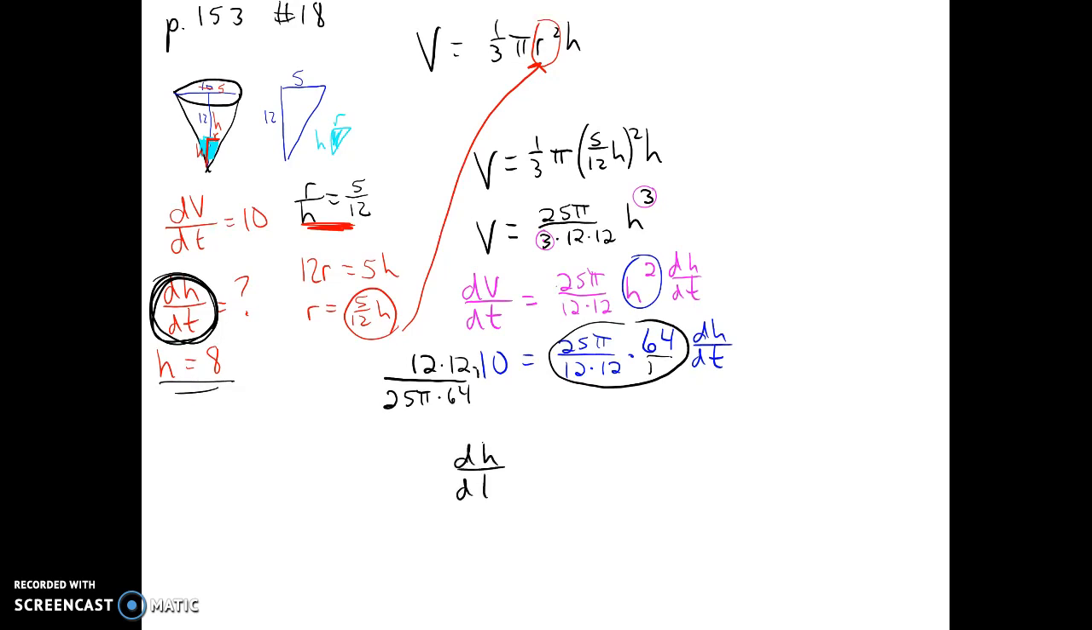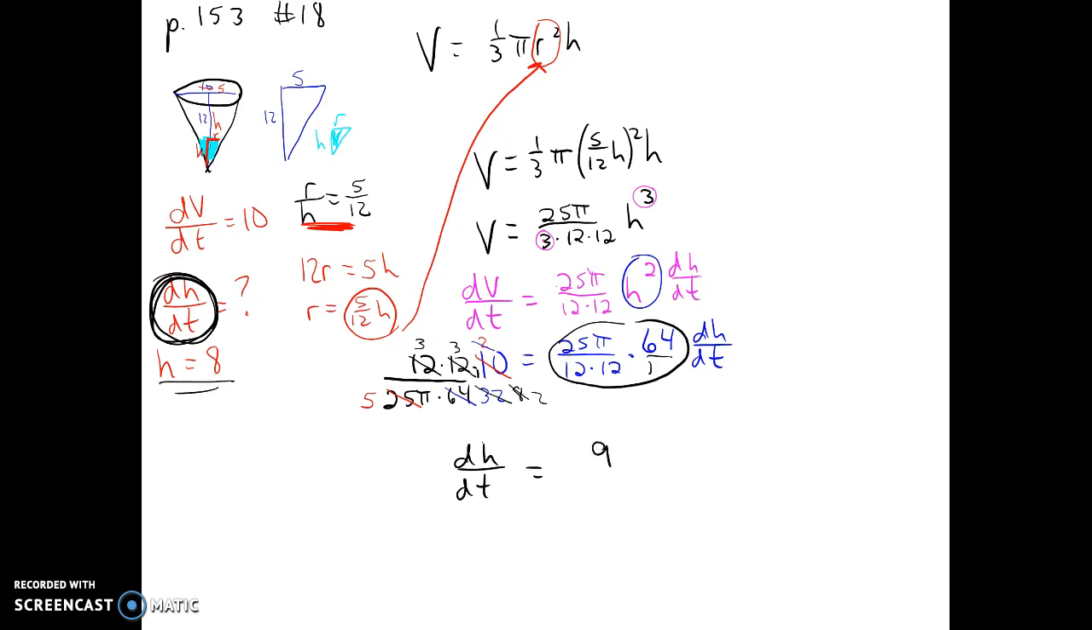So dh over dt, let's see what we can reduce. The 25 and the 10, 2 and 5. The 2 and the 64, 1 and 32. The 12 and the 32 could reduce by 4, and that'd be 3 and 8. The other 12 could reduce by 4 with the 8, and that would be 3 and 2. And it looks like that's it.